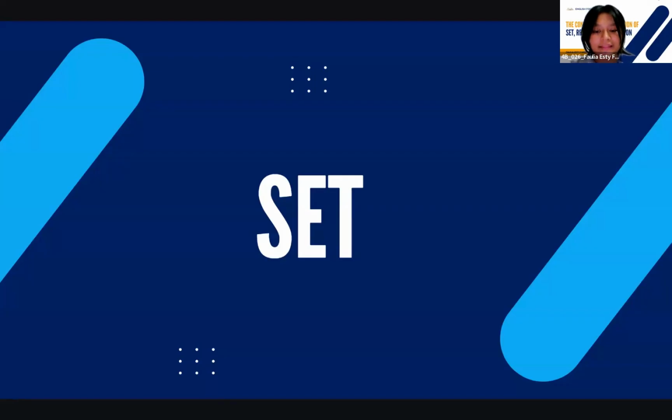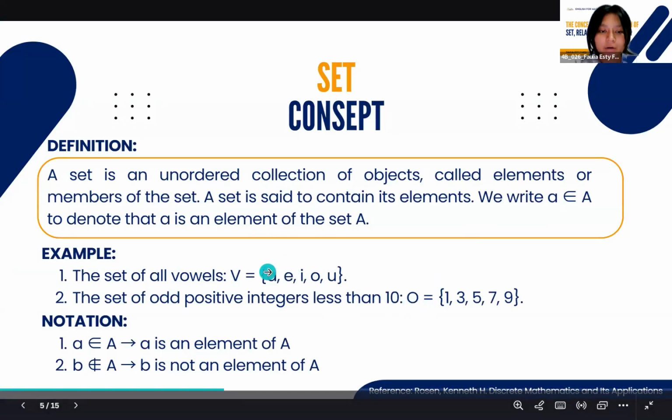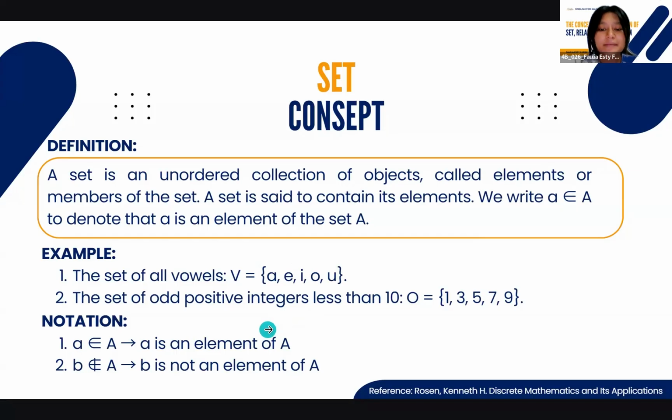We begin with set. A set is an unordered collection of objects which are called elements or members of the set. Next, we use notation to describe sets. If an element a belongs to a set A, we write a ∈ A. And if b does not belong to the set, we write b ∉ A.